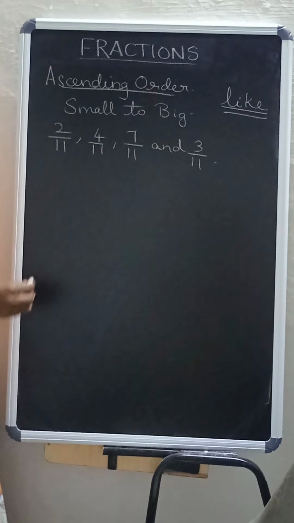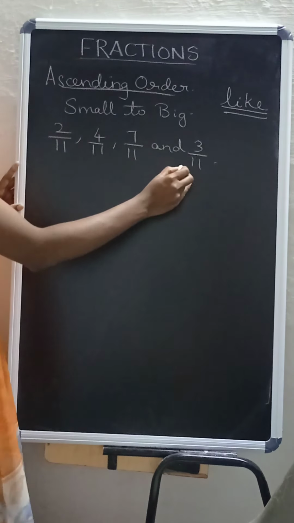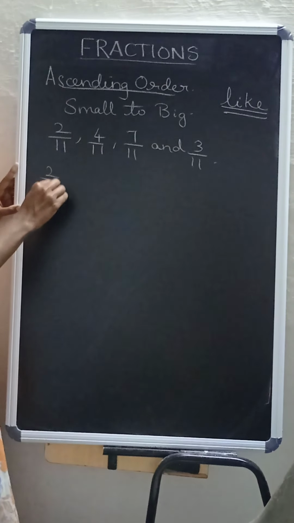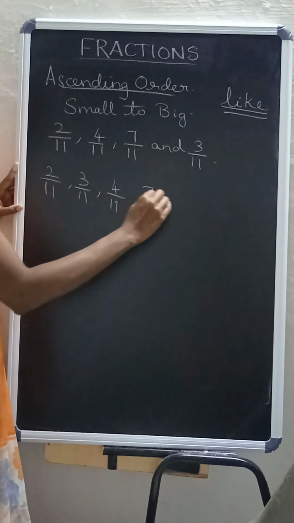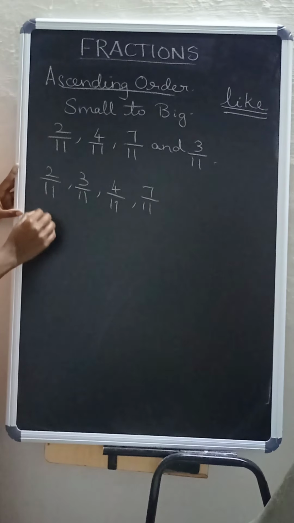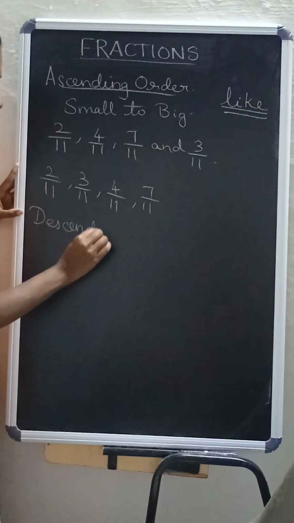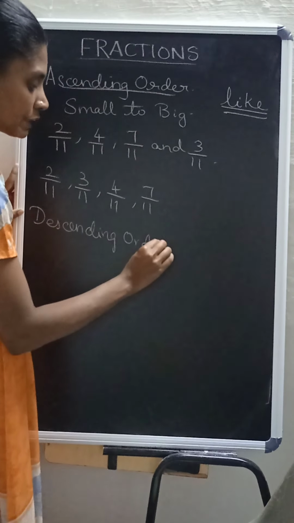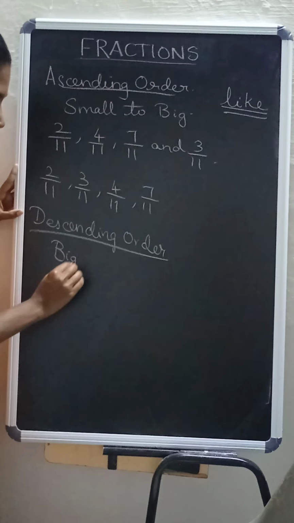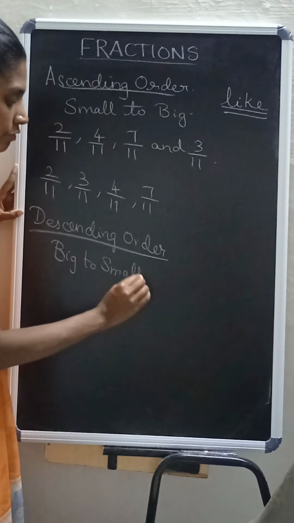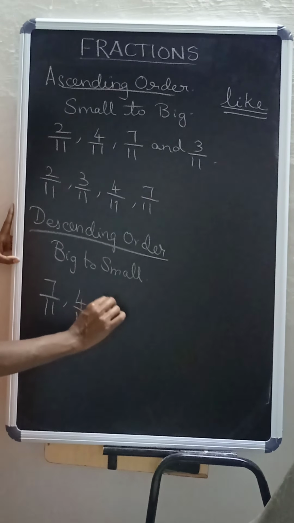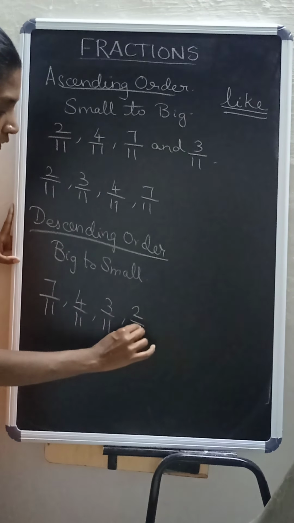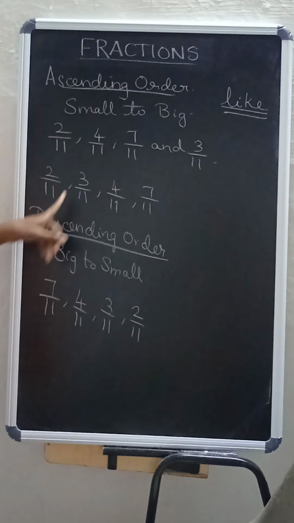Now arrange in ascending order means what? Small fraction to big fraction. So here the denominators are the same. So let us arrange now. 2 by 11, 3 by 11, 4 by 11 and 7 by 11. Now arrange the same fraction in the descending order. Now what is descending order? Big to small. So big fraction to small fraction. Same in the reverse order. So 7 by 11, 4 by 11, 3 by 11, 2 by 11. Note, we can arrange only if they are like fractions.